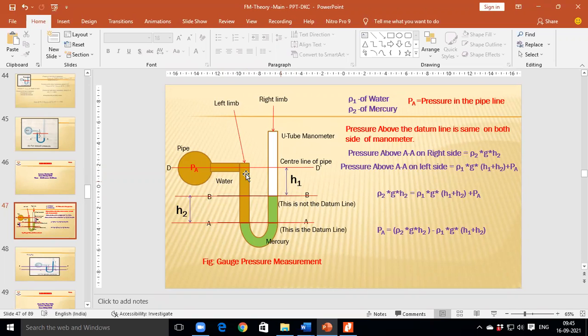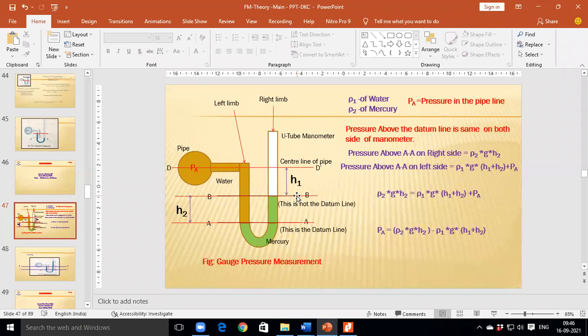H1 represents the height of water above the line BB dash up to the center of the pipeline, or the height of water below the center of the pipeline down to line BB dash. Is it clear? H1 represents the height of water. The color through the pipeline represents the water, and H1 represents the height of water in the left limb, from the center of the pipeline till BB dash.